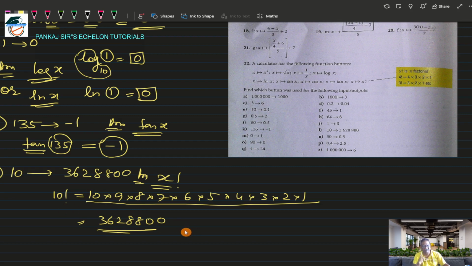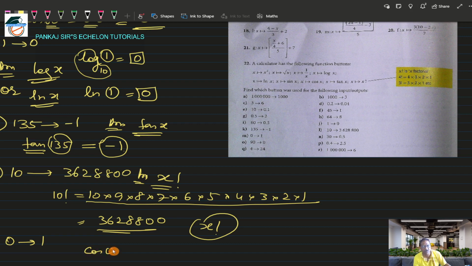You have to just press a button on the calculator, which is known as the x factorial button. So this is that function button which you have to press. After pressing this button, if you press 10, the answer that you will get is this. So the answer for this is x factorial. This is the function. M is what? Let us check. M is 0, giving you 1.